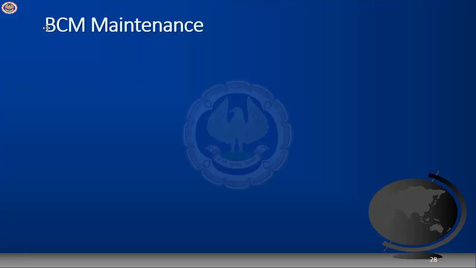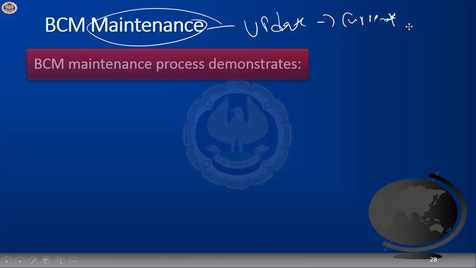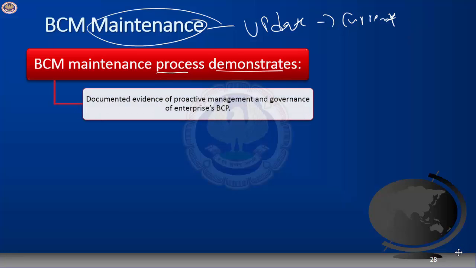Now let's look at maintenance, which is one of the critical aspects of BCM. If maintenance is not done, the plan is not updated and kept current, and if the plan is not current, you will find the BCP plan the organization has may be completely useless. So what does the BCP maintenance process demonstrate? It demonstrates that you have documented evidence of proactively managing and governing the enterprise BCP.